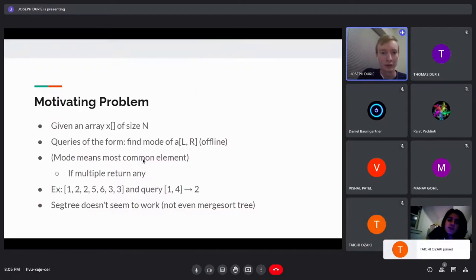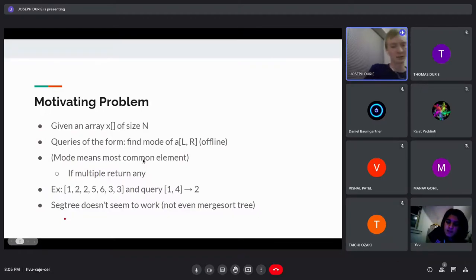And I don't know if you guys have seen seg trees before, probably not. That's kind of a similar type of structure, but that doesn't work here. Even something specialized like a merge sort tree isn't going to work here.